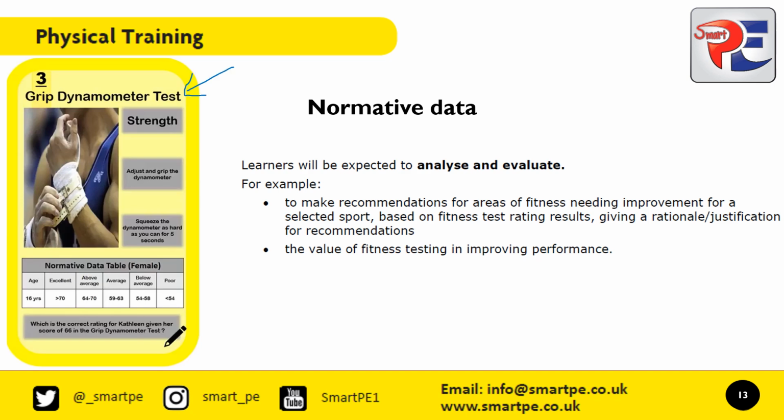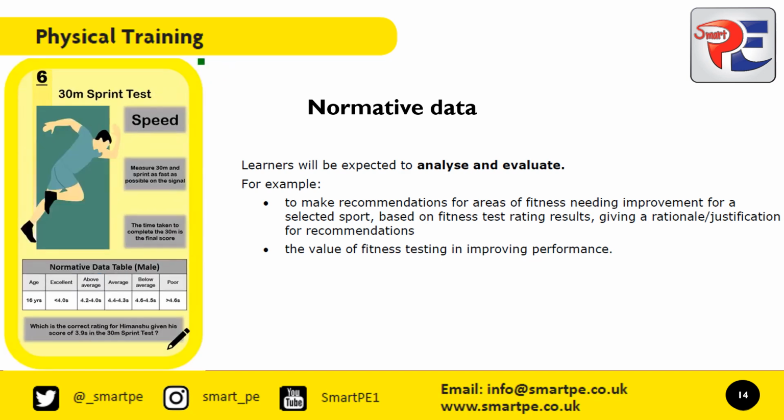We know it tests strength. We know some of the protocol, and we've got this table here. At the bottom it says: which is the correct rating for Kathleen, given her score of 66 in the grip dynamometer test? You need to be careful that you can identify what rating it falls into because this is quite easy to make a mistake. So, really simple normative data: we know she'll fall into that category because 66 falls between 64 and 70. So we know that her rating is above average. Hopefully that should be done.